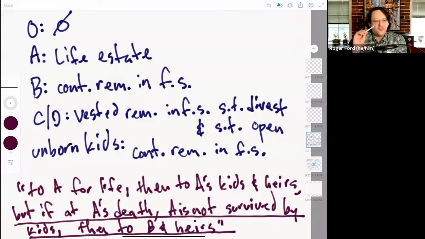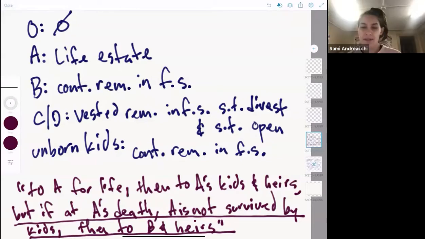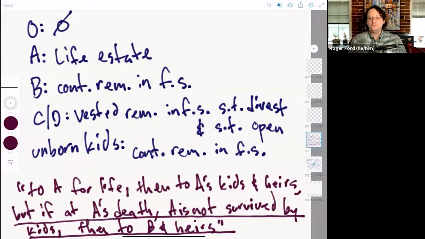I think I had Ms. Andriachi next. Do you mind explaining the difference between subject to open and subject to divestment? Sure.